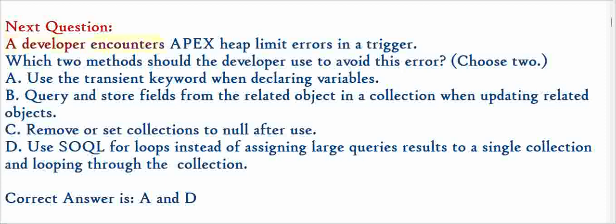Next question. A developer encounters Apex heap limit errors in a trigger. Which two methods should the developer use to avoid this error? Choose 2. A. Use the transient keyword when declaring variables. B. Query and store fields from the related object in a collection when updating related objects. C. Remove or set collections to null after use. D. Use SOQL for loops instead of assigning large query results to a single collection and looping through the collection. Correct answer is A and D.